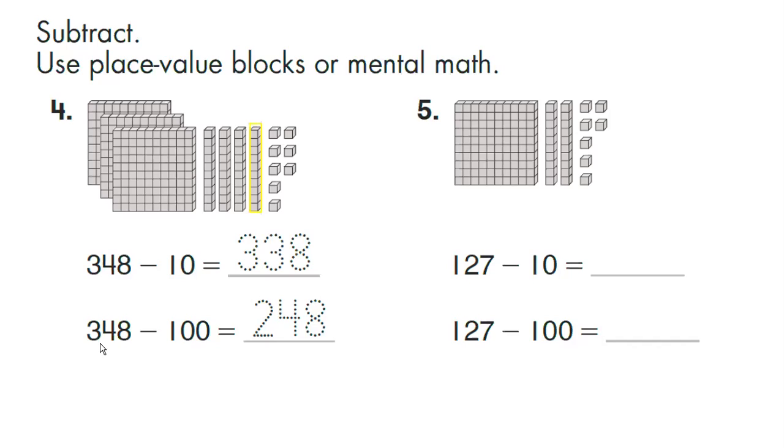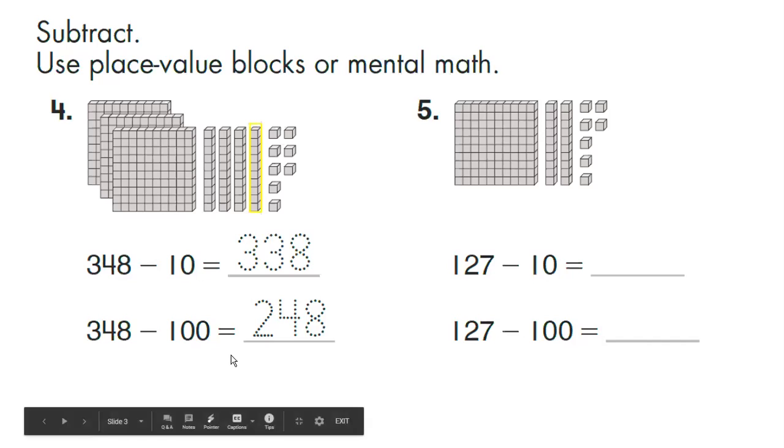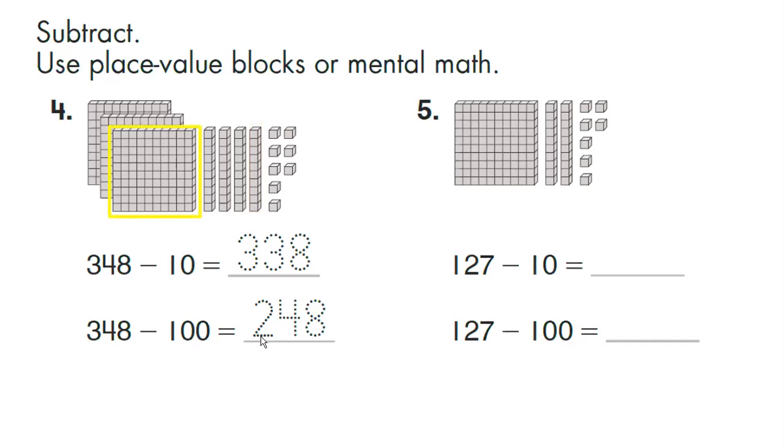Then I have 348 minus 100. I have to take away a group of 100, so then my answer becomes 248. My hundreds changed, but my ones and tens stayed the same.